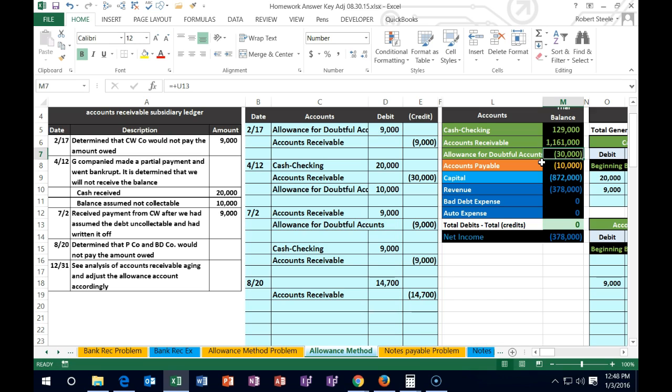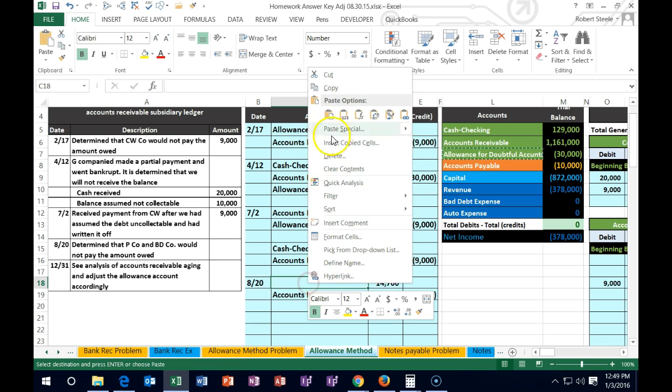There'll be no net effect on the net receivables, the accounts receivable minus the allowance, of 1,131,000. So the debit will be the allowance account. I'm going to copy that. Going to put that in C18, right click, paste it 1, 2, 3.